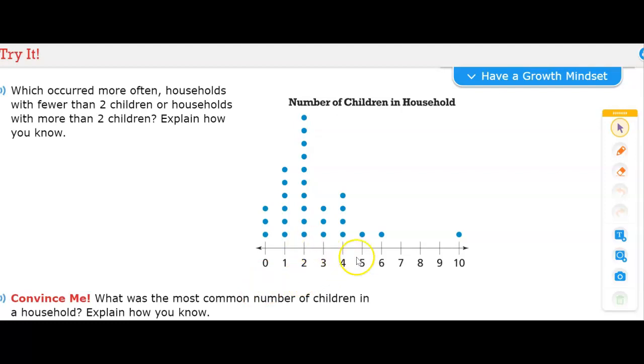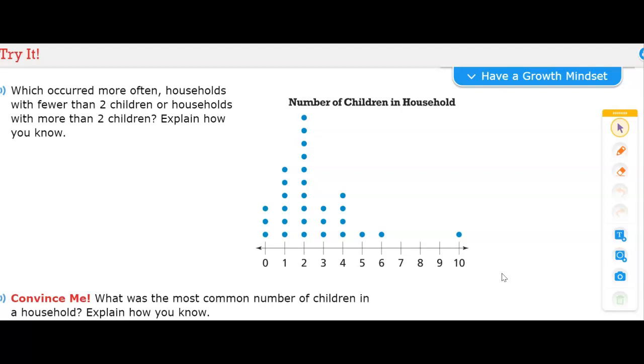So we look to the right of 2 children. And we have 1, 2, 3, 4, 5, 6, 7, 8, 9, and 10. So there are 10 dots, or 10 households, with more than 2 children. So which occurred more often? The households with more than 2 children.